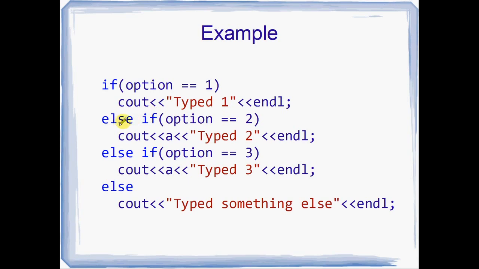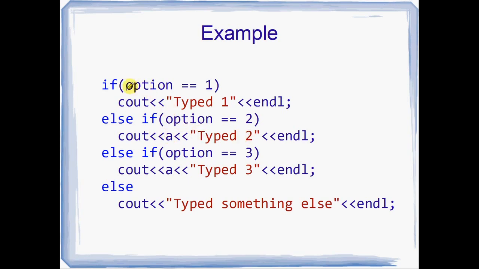Else if, so otherwise, or in other words, if option isn't 1, if option double equals 2, then we're going to say typed 2, and we're going to print out A for some reason. What a stupid example. I don't know what that A is doing there. I meant to just say typed 2.